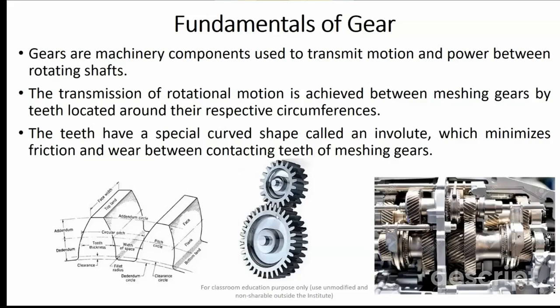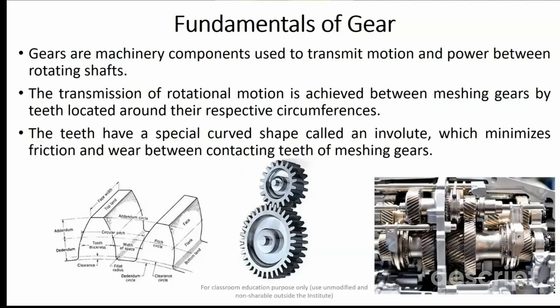We have different types of gears. These are two gears in meshing, and this is a cross-sectional diagram of one gearbox fitted in an automobile. You can see there are different types of teeth present on the circumference of a gear. These teeth have a special curved shape called an involute or cycloid. Depending upon the profile, they are named involute gears or cycloid gears. The function of this special curve is to minimize the friction and wear between the contacting teeth of meshing gears.